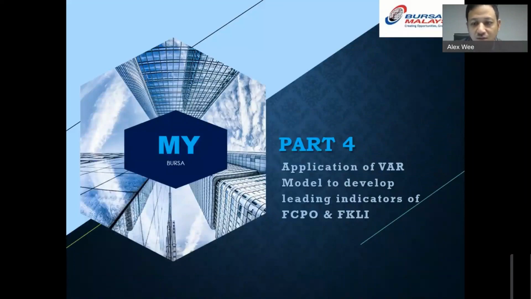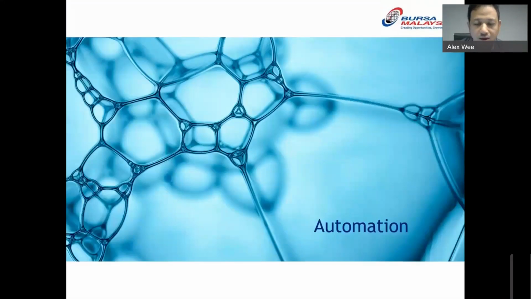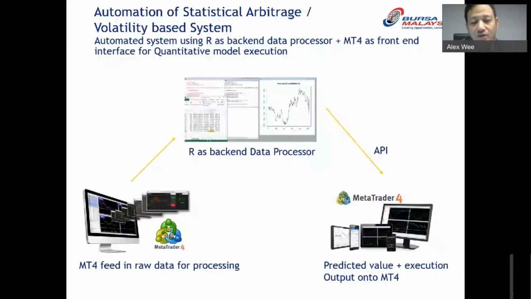Okay, so application of the VAR model to develop leading indicators of FCPO and FKLI, the automation part. Now let's talk about the automation part. How to automate? Now that you have the model create the indicator, the indicators are all developed into MT4. How do you automate in a local platform like RHB, Maybank? How do you automate into any of the local brokers that you're using? So this is how it's done.